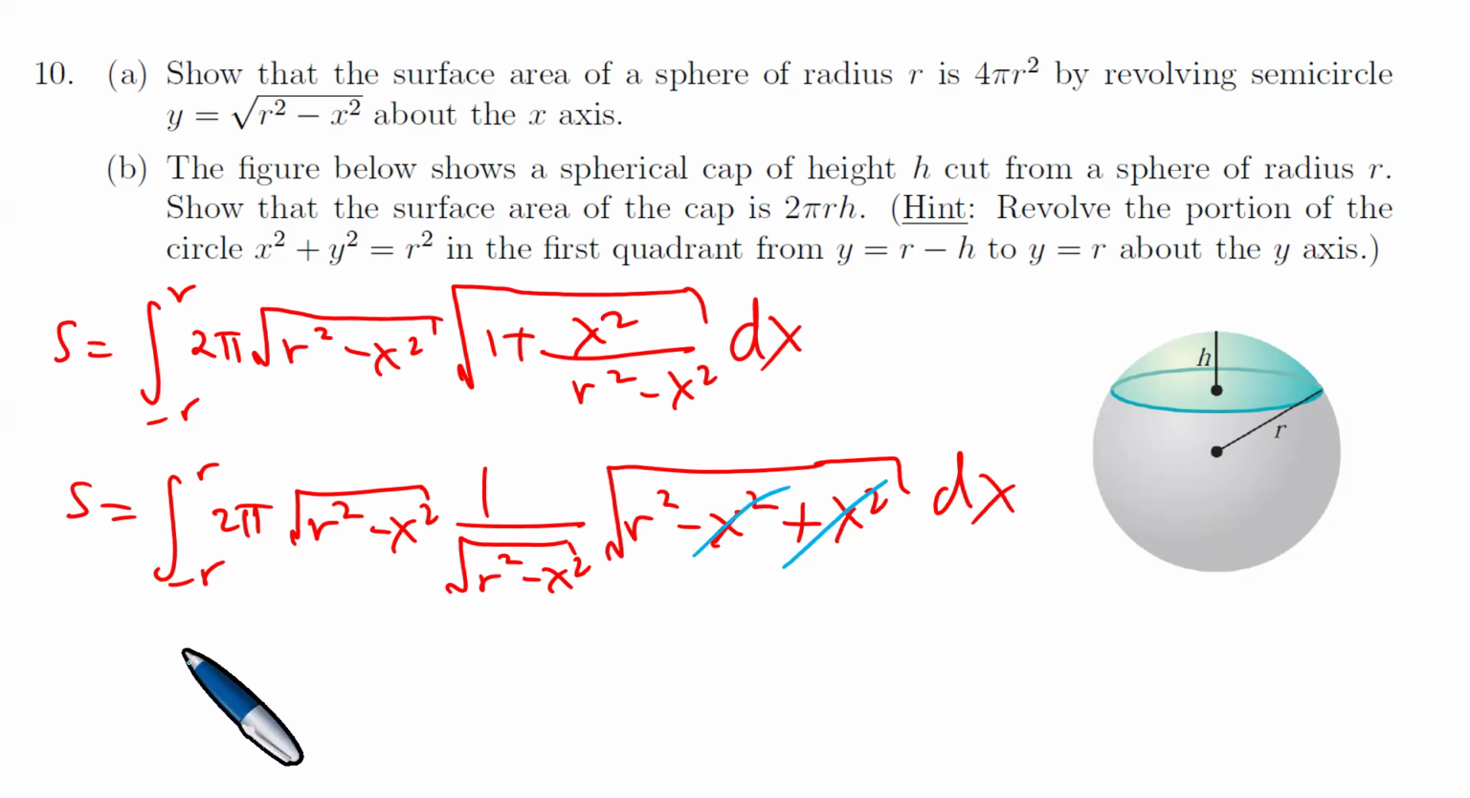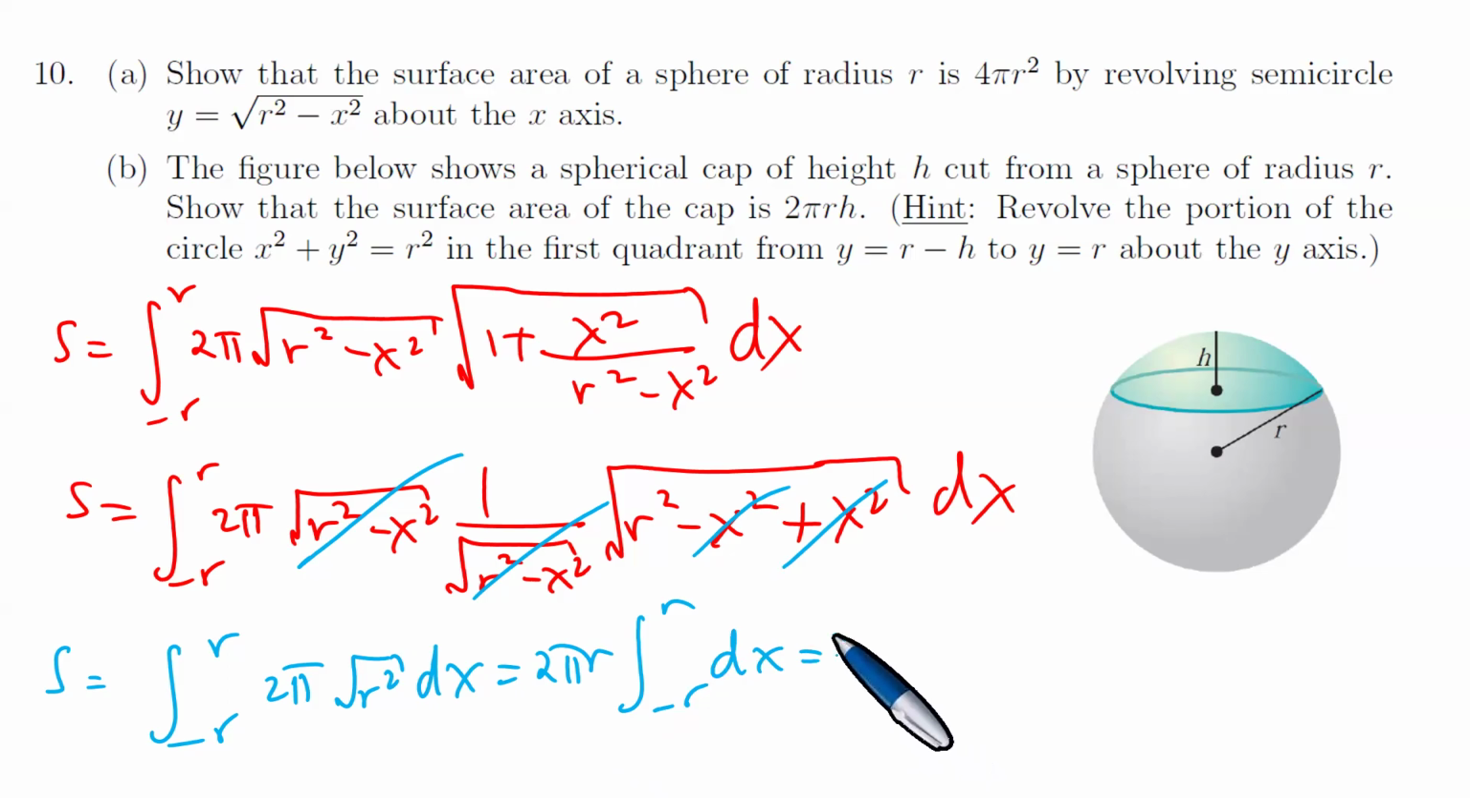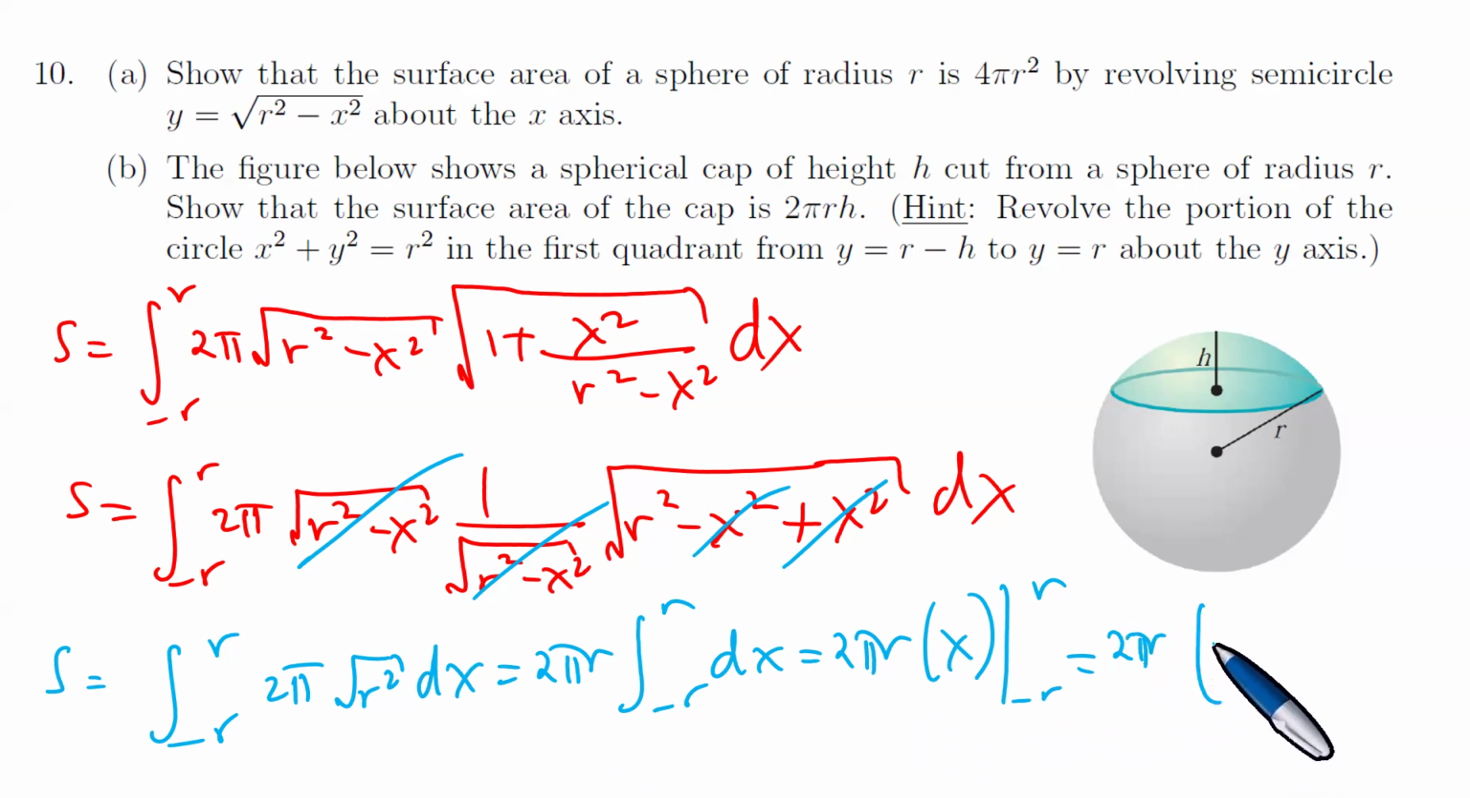The x squared minus x squared is a 0. And we therefore get that this one is going to cancel this, giving us the integral from minus R to R of 2 pi, the square root of the R squared, which is 2 pi R, dx. 2 pi R, and then we have x, the integral from minus R to R, which is 2 pi R, then we have R minus minus R.